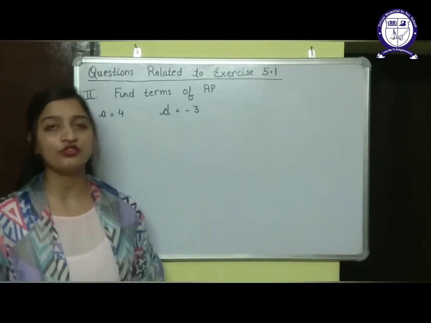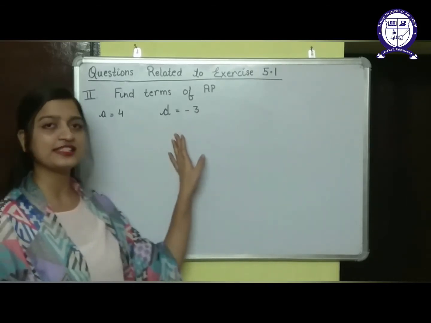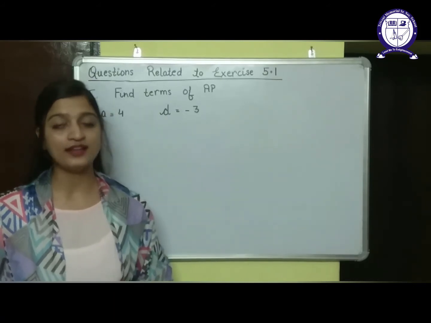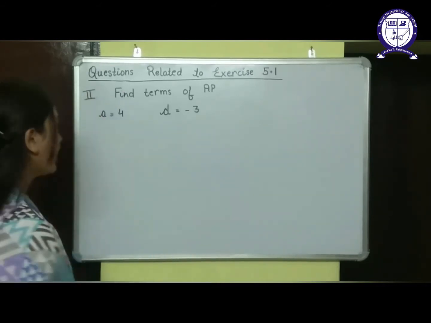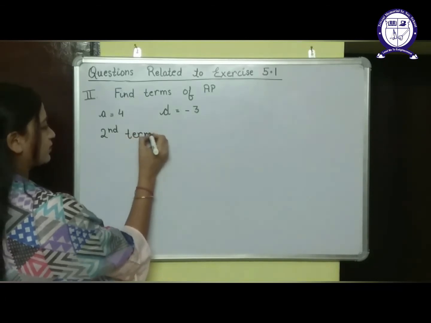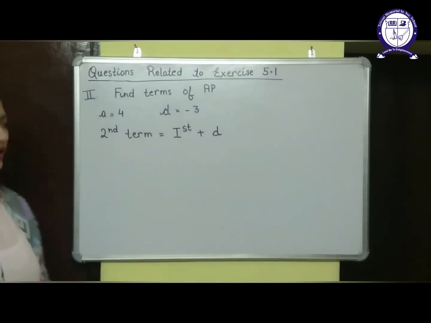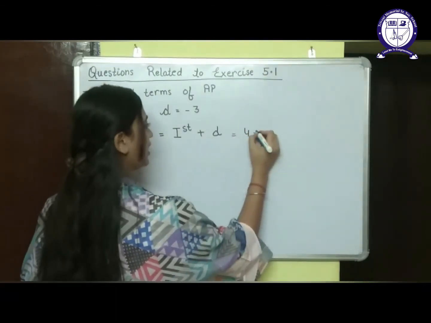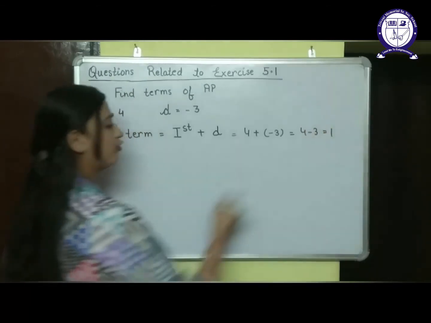Now how to find the terms of AP when the first term A and the difference D is given. I have already told you the pattern how to do that. That is keep on adding D to the term. So first of all my second term is first term plus D. So it will be 4 plus minus 3. That is 4 minus 3, 1.